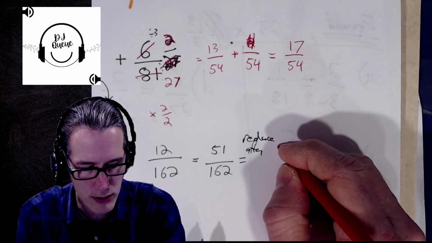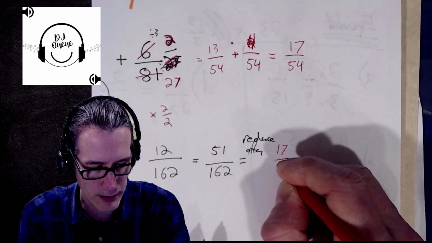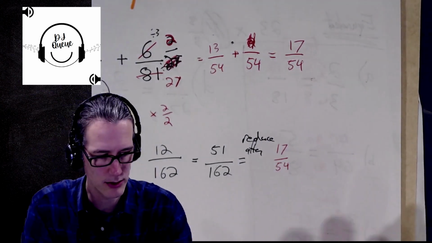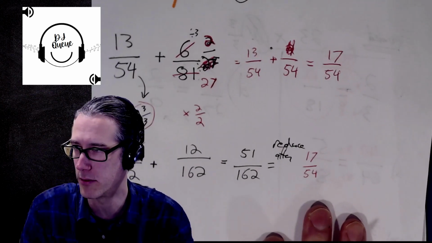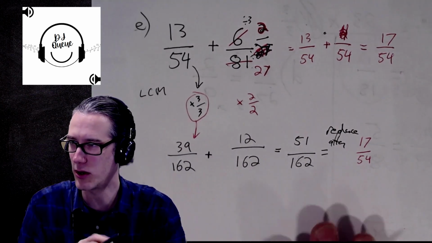So if you want to reduce beforehand, go for it. If you want to reduce after, great. Whichever approach is totally fine by me. Any questions on how that all worked?